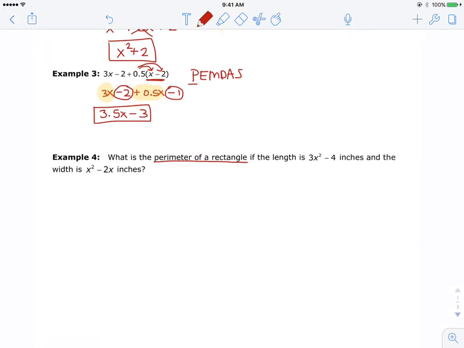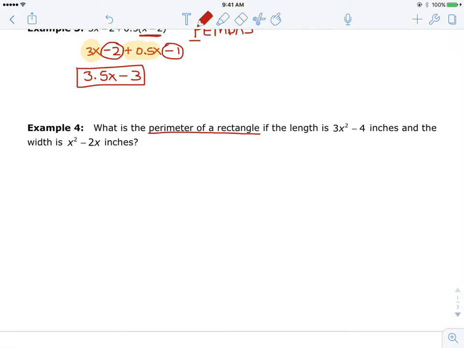The last problem on this worksheet has to do with the perimeter of a rectangle. Y'all know that whenever I get a problem that deals with perimeter or area or some kind of figure, I always draw it. So here's my rectangle. It tells me that the length is 3x squared minus 4. And it tells me that the width is x squared minus 2x. So I've got the length and I've got the width.